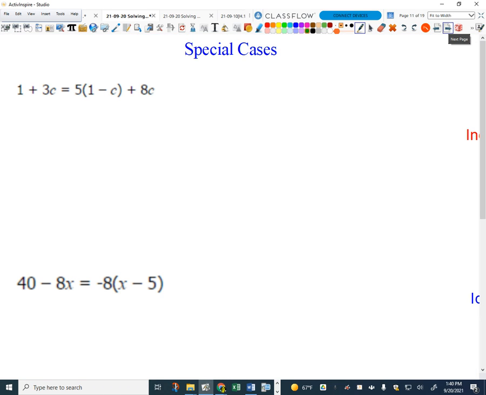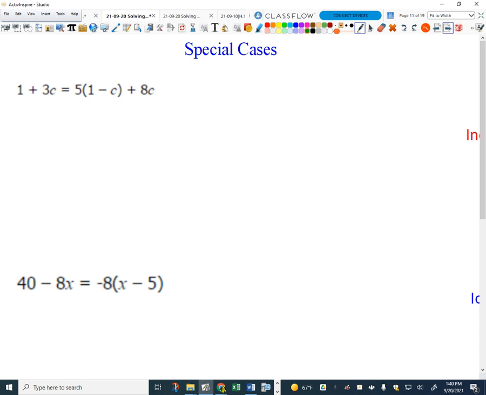Okay, so special cases. I want to look at what happens when you solve an equation and weird stuff happens. There's really 2 possible things that can happen. Let's look at both of these. So what about this first one? I'm trying to solve for c, but I've got lots of c's up there, right? So I've got to simplify first.